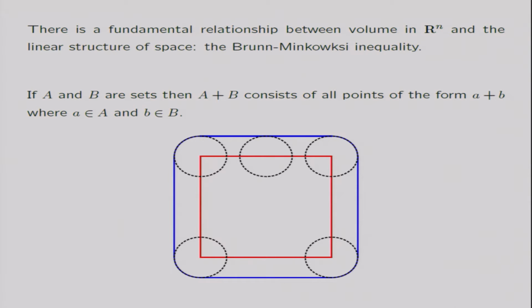You put a copy of that disk at every point of the square, and then you sort of join them all up. You take the union, okay? So what you end up with is this square with the corners rounded off, which is a bit bigger than the red one, the blue one, in other words. Okay, so the whole blue thing is the sum. The red thing is the whole square. It's not just the boundary; it's the whole square.